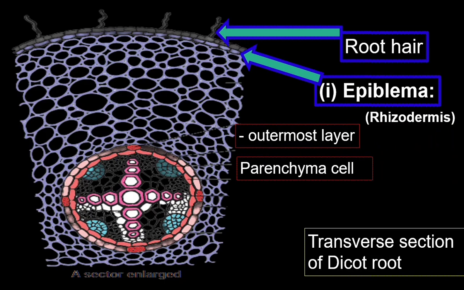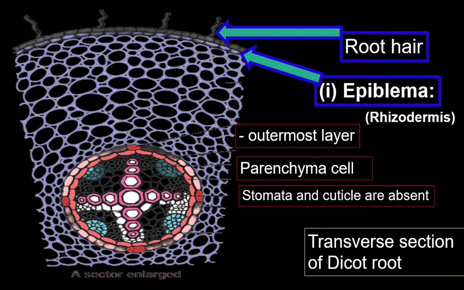What is epiplasma? Epiplasma is the outermost layer of the Dicot root. Root hairs arise from epiplasma. It is made up of single layer of parenchyma cells. Stomata and cuticle are absent in epiplasma. Stomata and cuticle are present in the stem and leaf epidermis. This is root epidermis. Epiplasma is root epidermis. Here stomata and cuticle are absent.